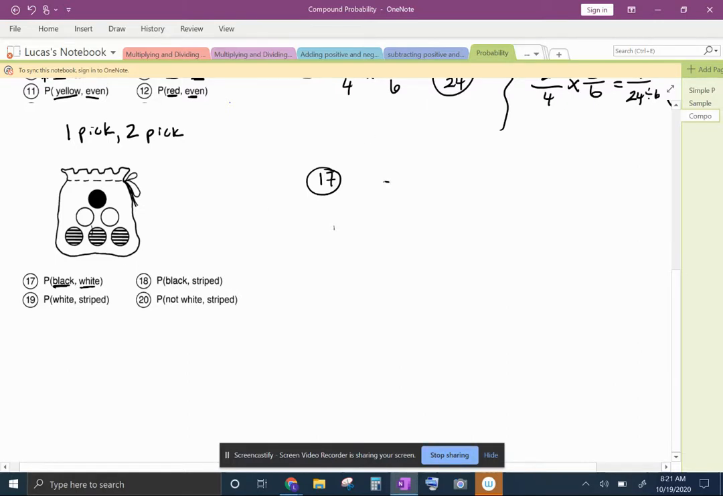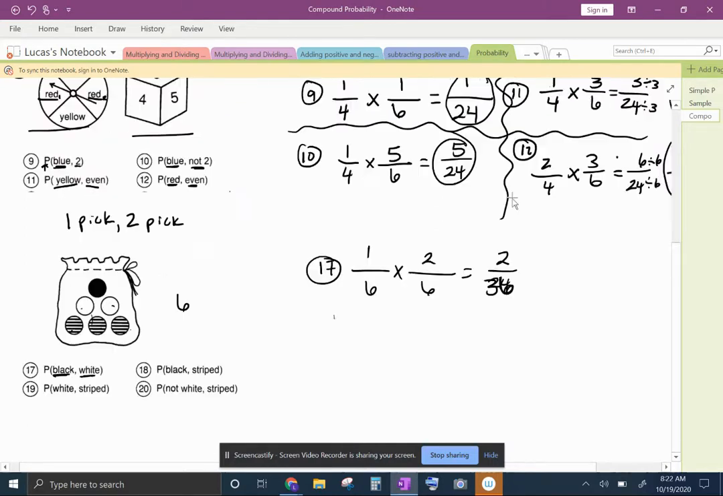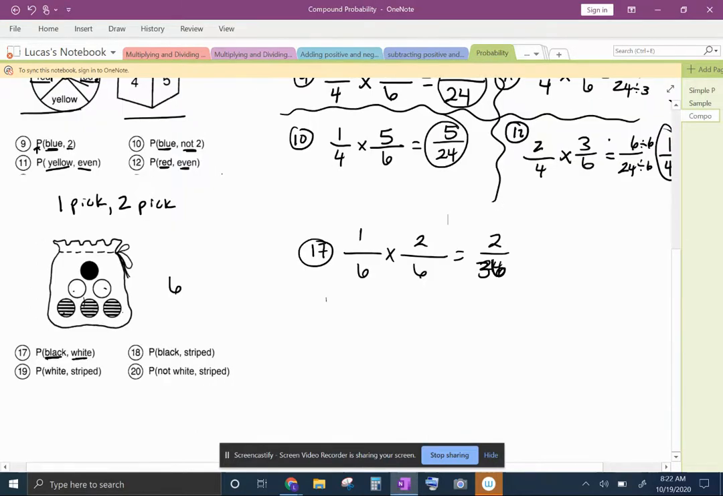Well, the probability of picking a black, how many total possibilities are there? There's the sample space: 1, 2, 3, 4, 5, 6. There are 6 in our sample space. So the probability of black is 1 out of 6. And then we're going to replace the black if we pick it. And then the probability of white is 2 out of 6. So this will be 2, and this will be 36, because 6 times 6 is 36. And then I could reduce this by dividing by 2, and then I would get 1/18.